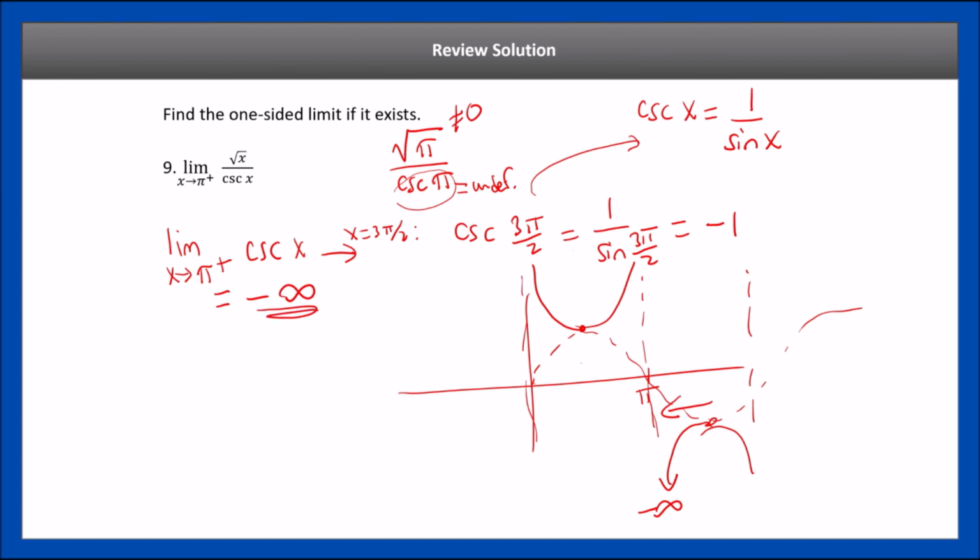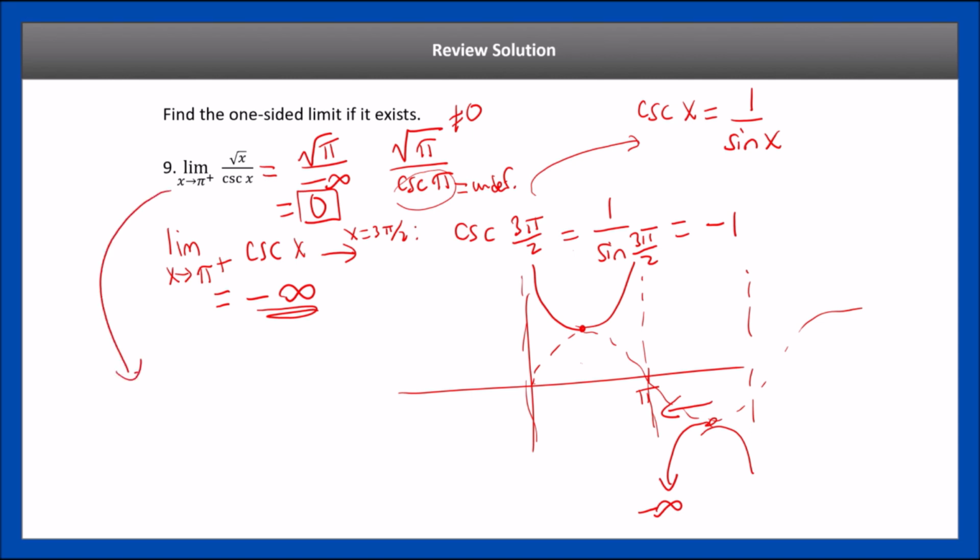So since this is negative infinity, we get square root of pi over negative infinity. But remember, any number divided by infinity, whether it's positive or negative infinity, is 0. So therefore, the limit is 0. That's one way to do it in terms of the concepts that we discussed earlier.